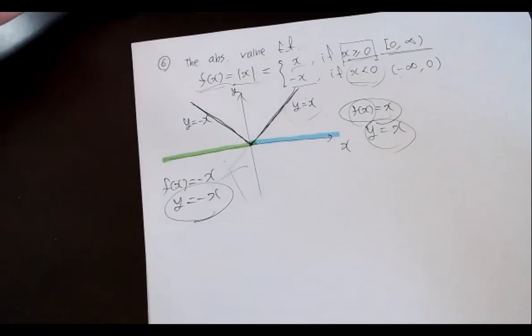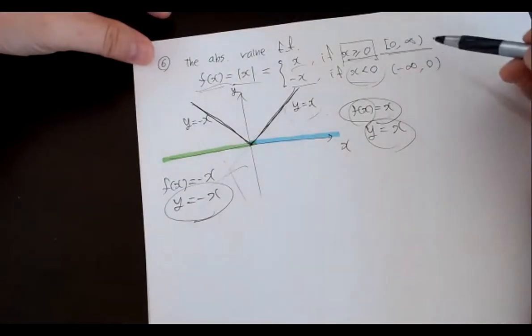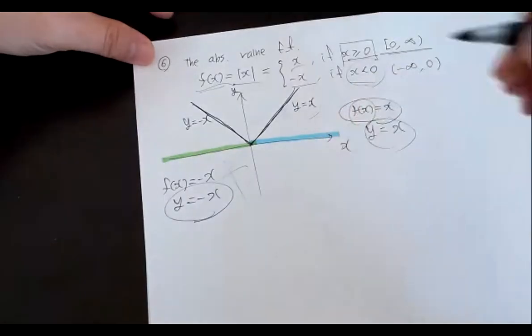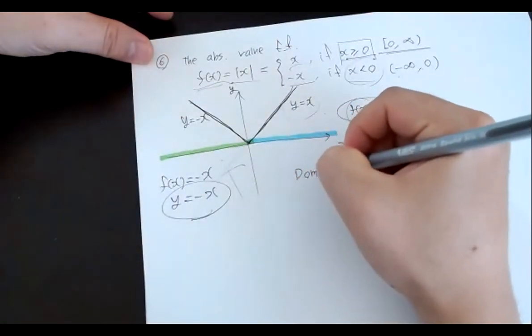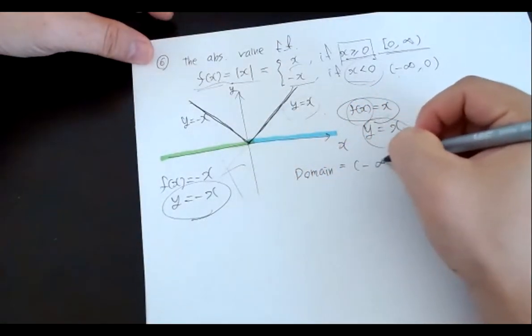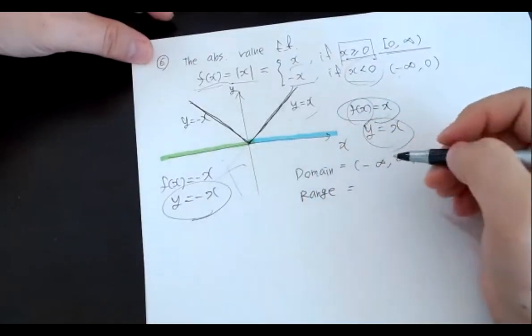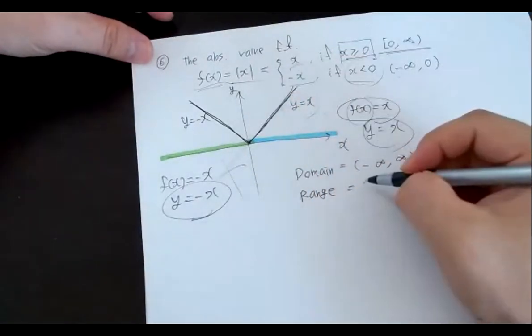Now see the domain. Guess what? You see that x can be any number between negative infinity and infinity, right? So the domain is equal to negative infinity to infinity, and the range is gonna be 0 to infinity. It's obvious, right?